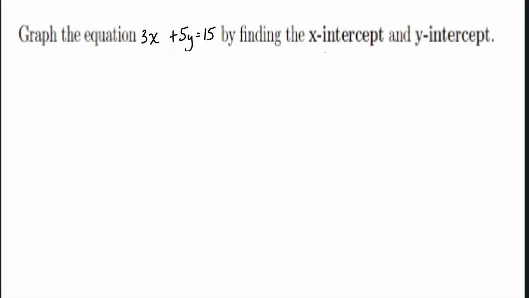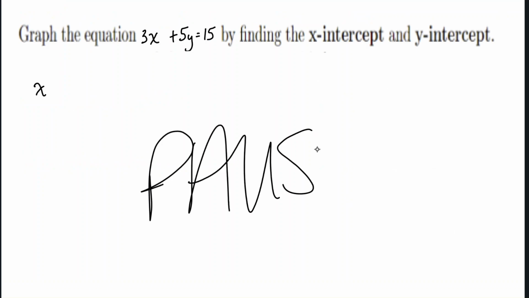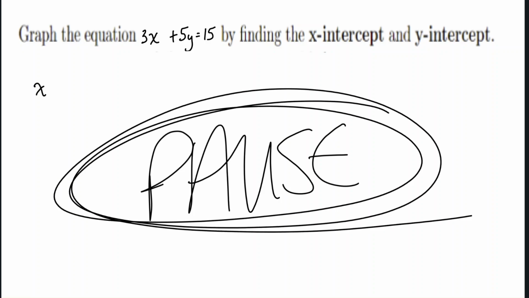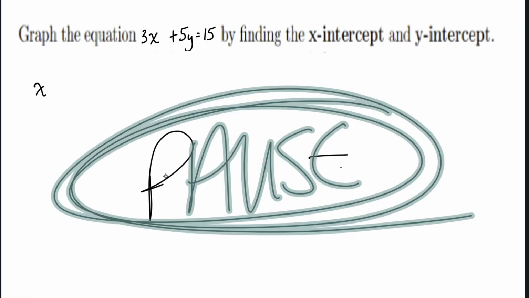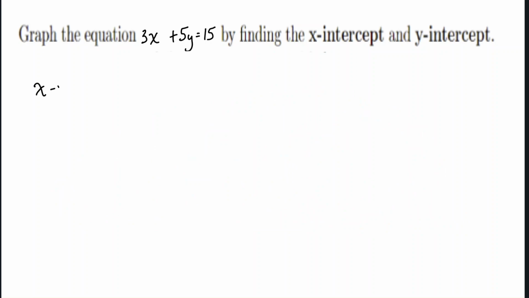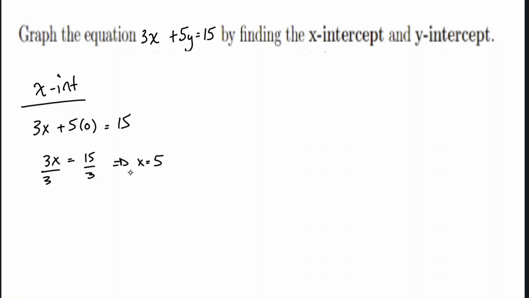So next up, let's use the x and y-intercept to graph an equation. So I need to find them first. Again, remember, you should pause this video, complete it all on your own, and then unpause to check your work. To find the x-intercept, we set y equal to 0, so 3x plus 5 times 0 equals 15. 3x equals 15. Divide both sides by 3. And we'll get x equals 5 as the x-intercept. To find the y-intercept, make x 0.